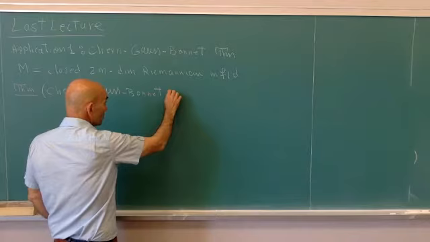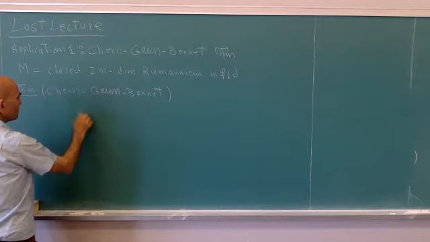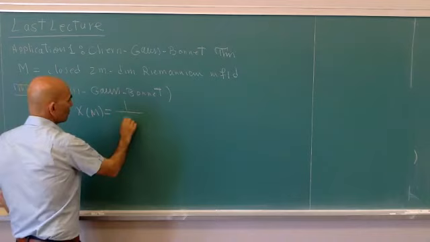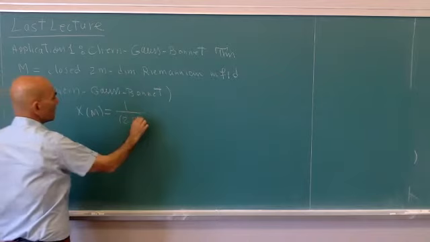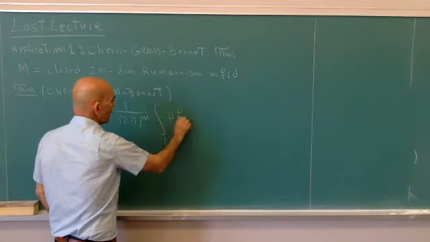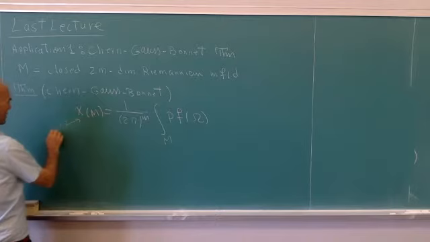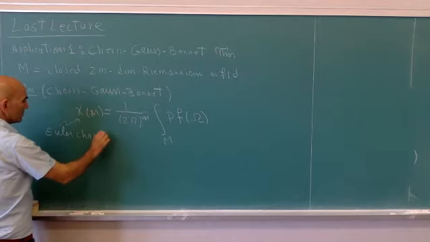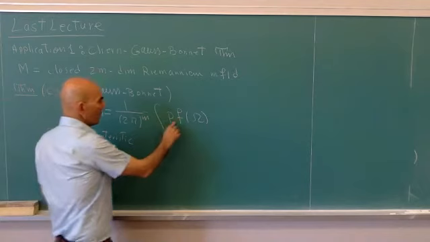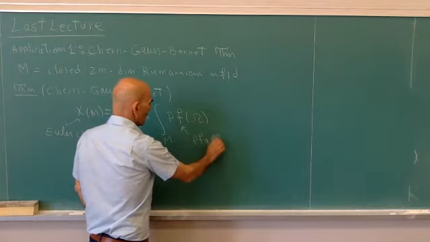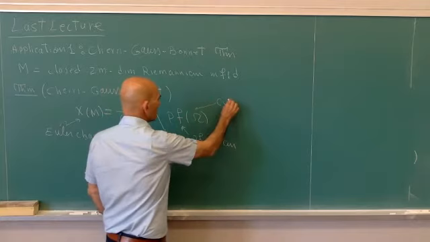It says the following: the Euler characteristic of M is equal to 1 over 2 pi to the power m, the integral over M of the Pfaffian of omega. So this is the Euler characteristic. And this is the Pfaffian, as you remember, we defined. And this is the curvature matrix.